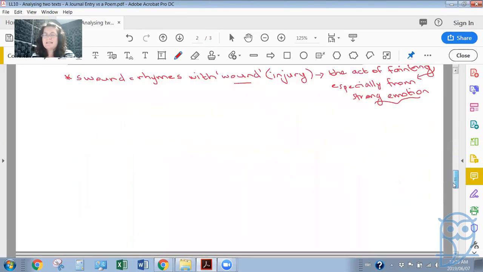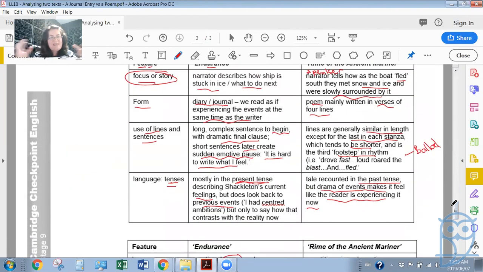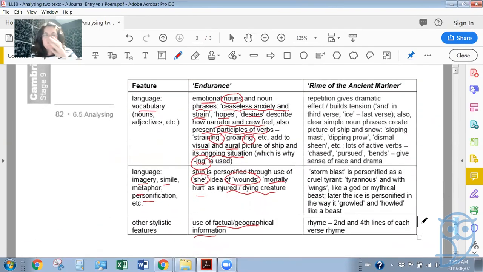Okay, so he has used the past tense, but the way that he evokes those images is like we are put into that situation now. It's very interesting how the past can bring you into the now. Now, language vocabulary. There's repetition. Well, that's what we would expect from a ballad, from a song, right? Repetition gives dramatic effect. It builds tension.